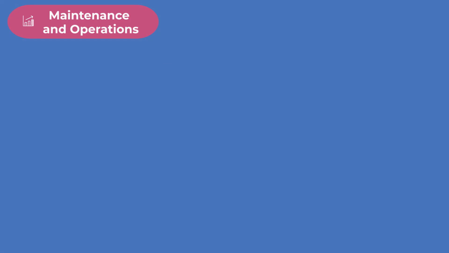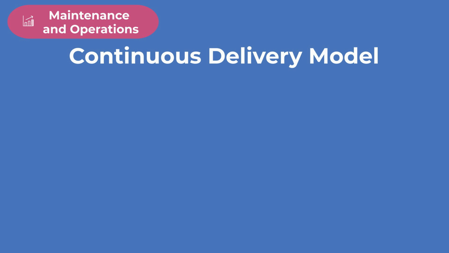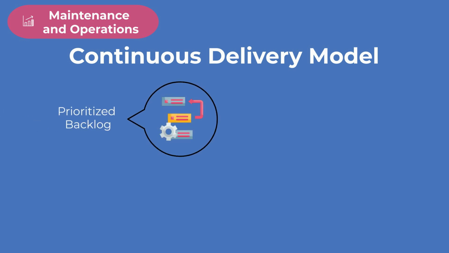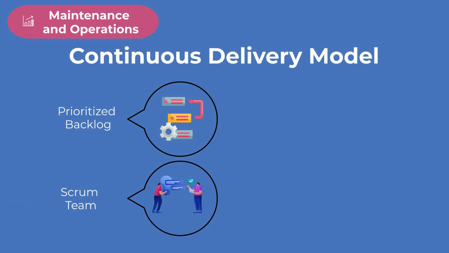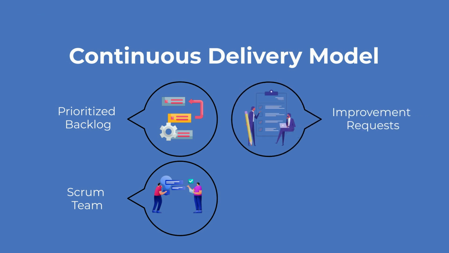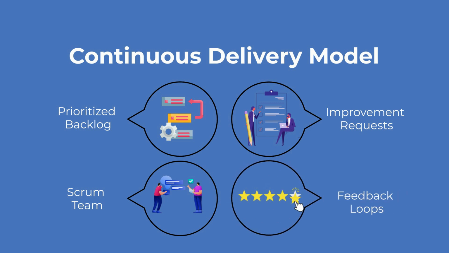As the system moves into a continuous delivery model, where updates, enhancements, and fixes are delivered frequently and smoothly, the prioritized backlog is maintained. A Scrum team from the original project team will remain in place to implement enhancements, fix defects, and adapt to legislative or policy changes. Project partners as well as users of the system can submit requests for improvements and bug fixes at any time. Feedback loops will stay open and active to continually refine and improve the system.